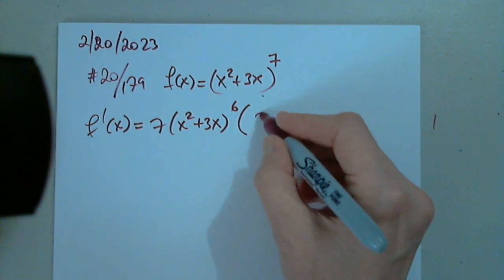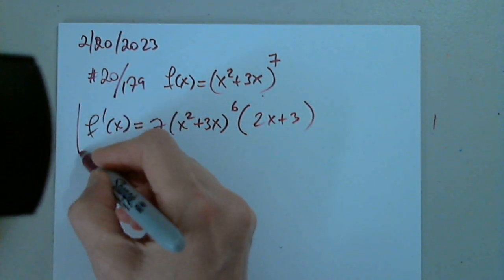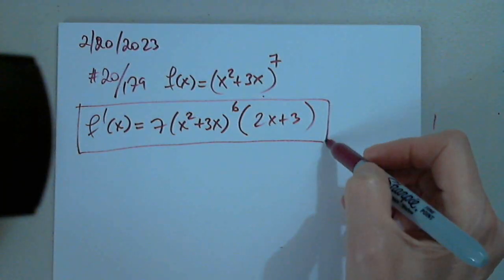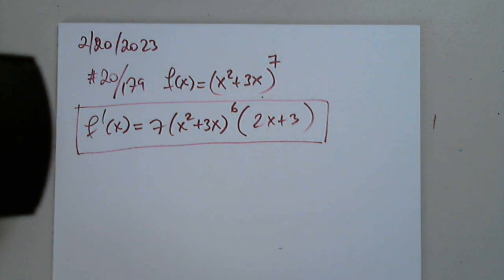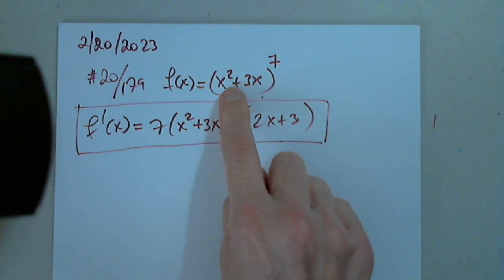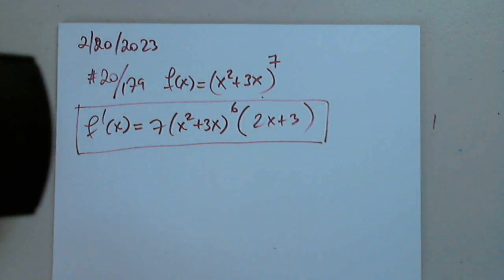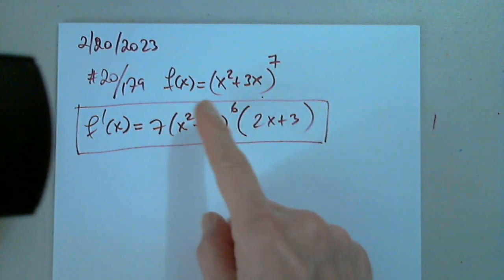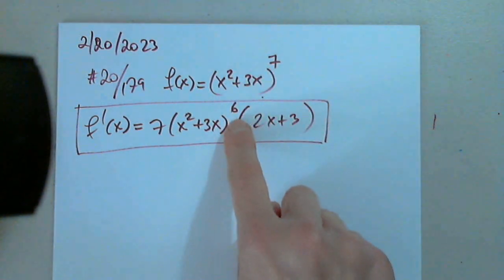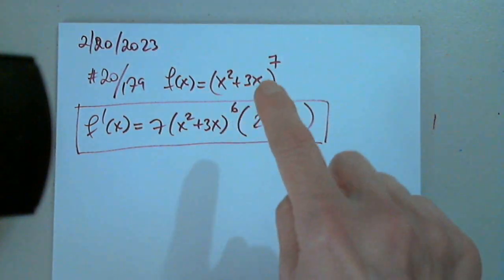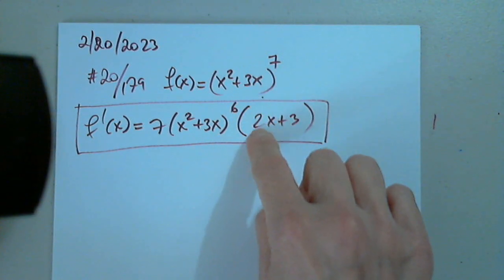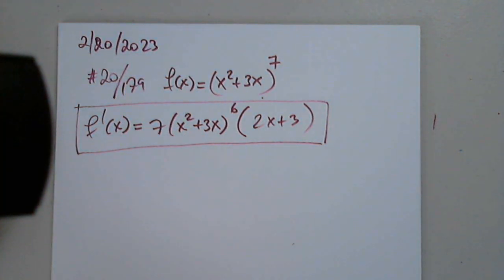2x plus 3. That's it. We don't have anything else. Times the inner function prime. 7, the function to 7 minus 1, times the inner function prime. And that's it? That's it.